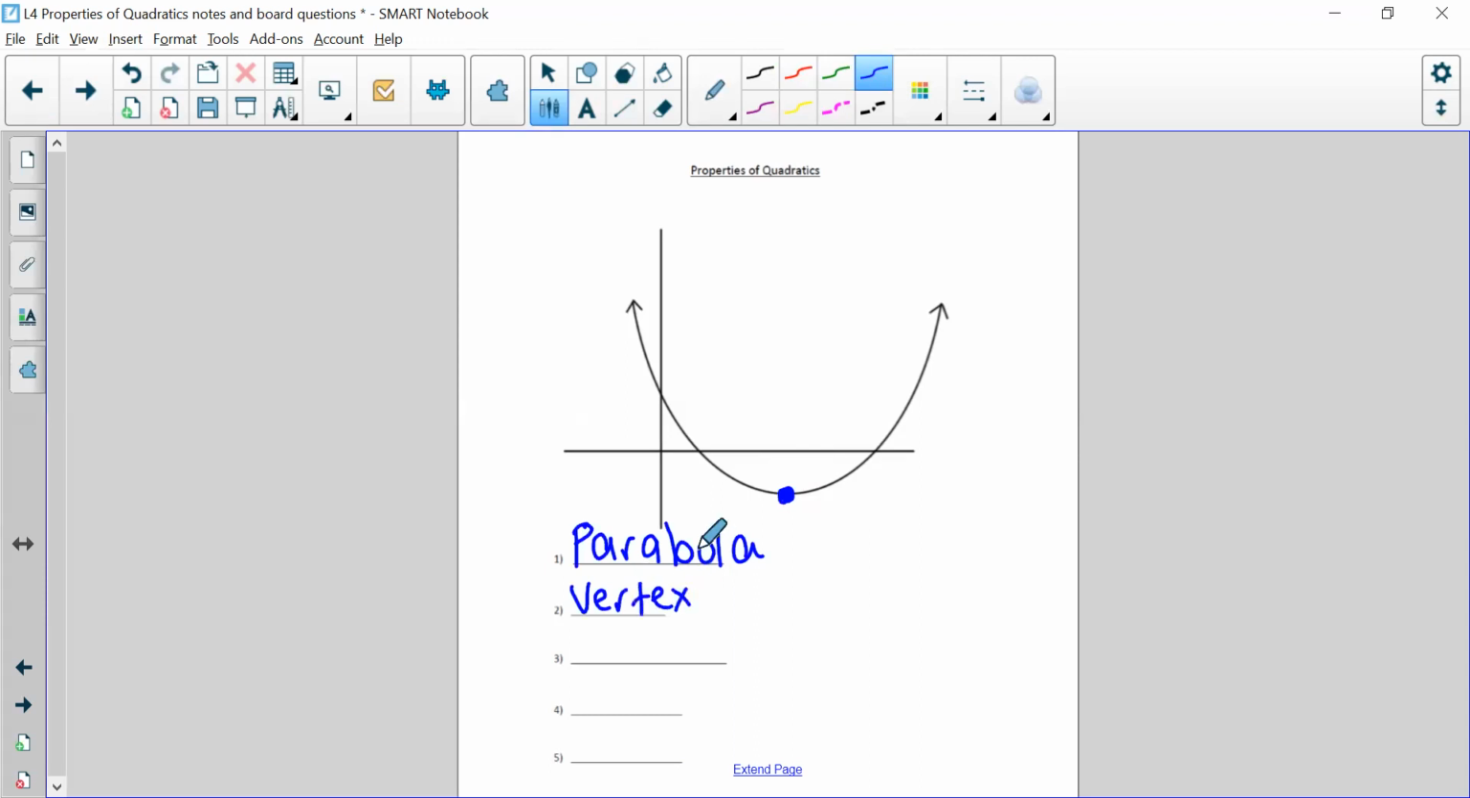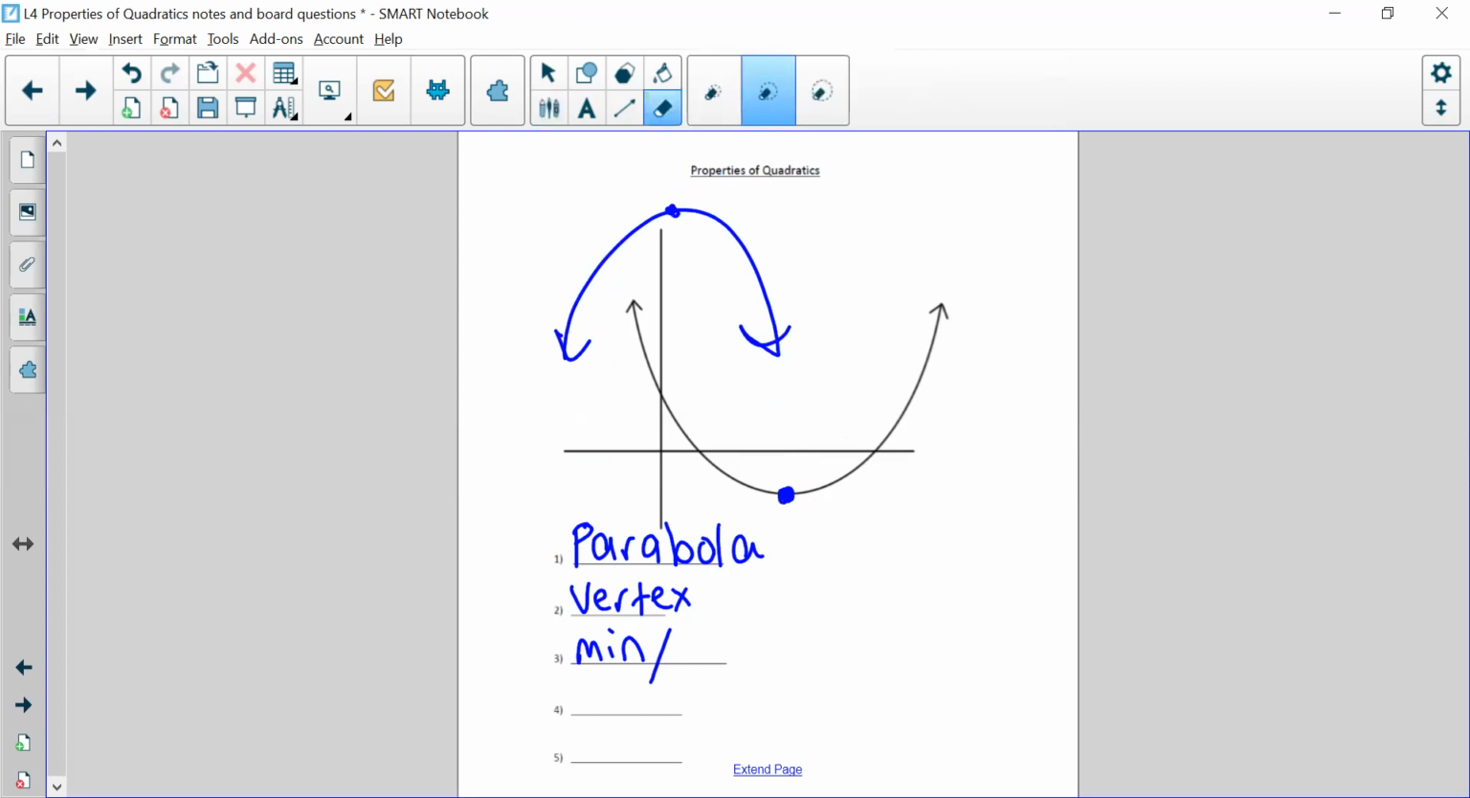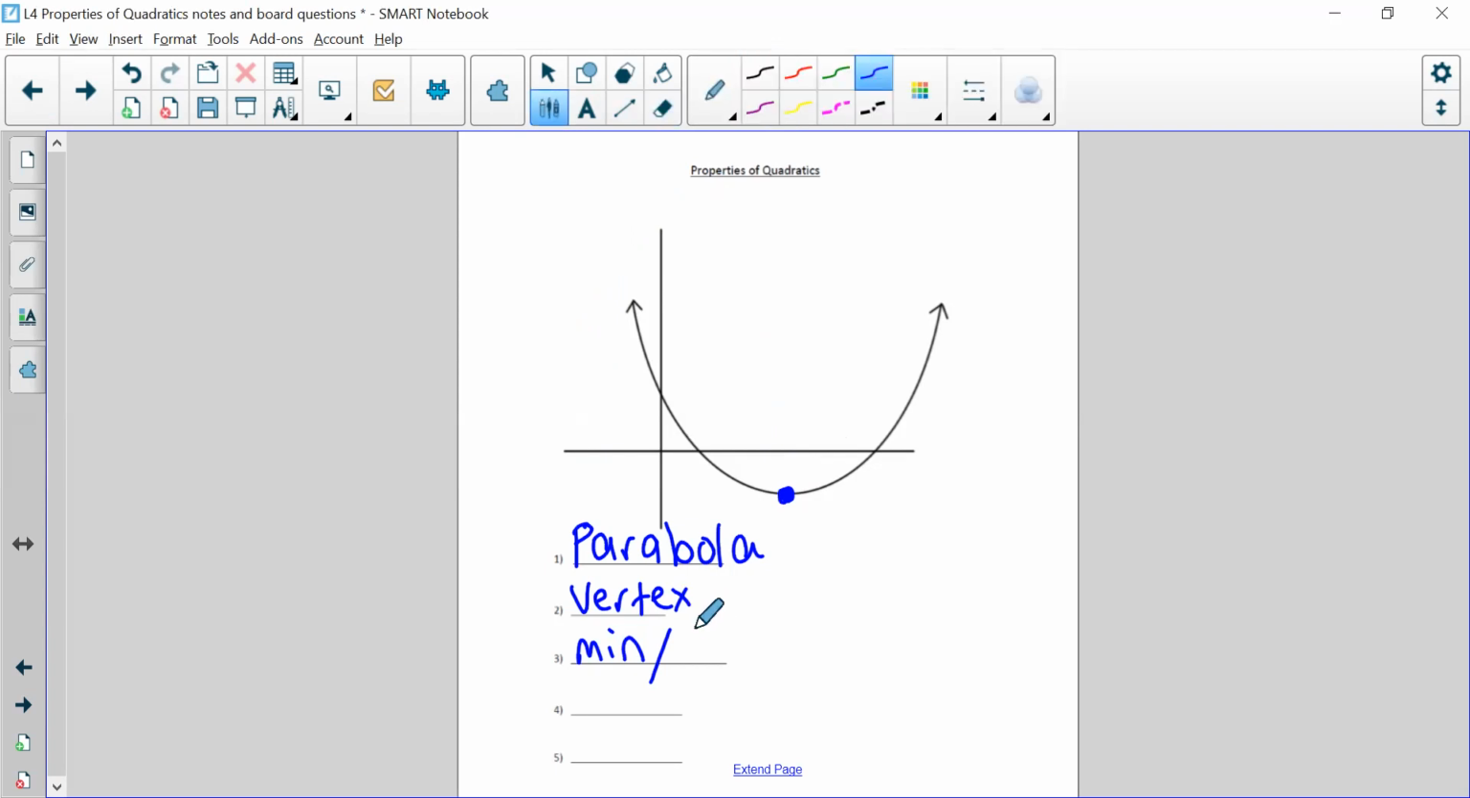And this one is the lowest, so it could be a minimum. What if it was flipped the other way? What if it was a parabola opening like this? What would I call the vertex up here? The maximum. Good, the maximum. So I could have a minimum or a maximum value.